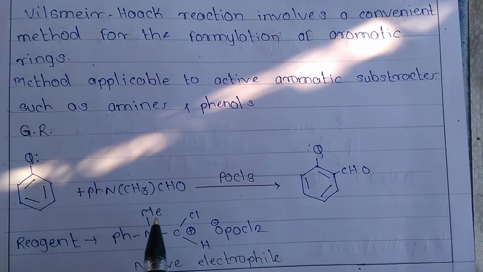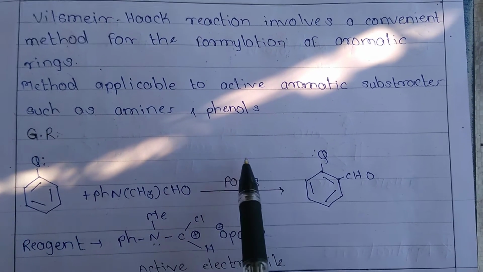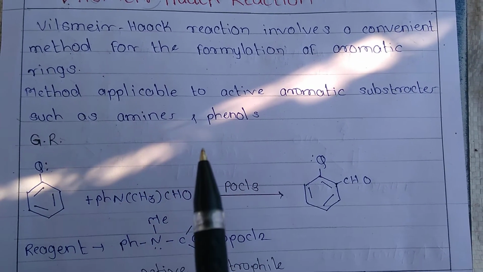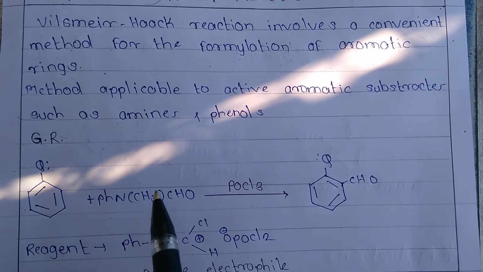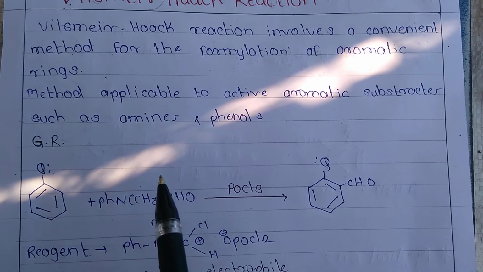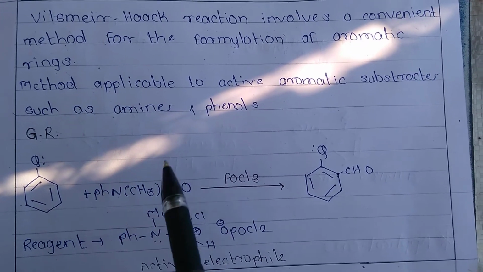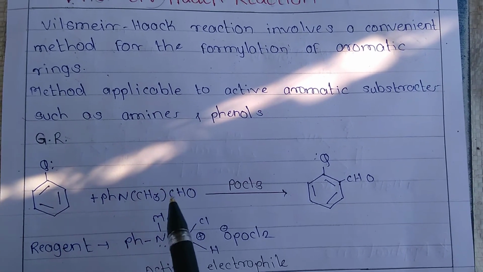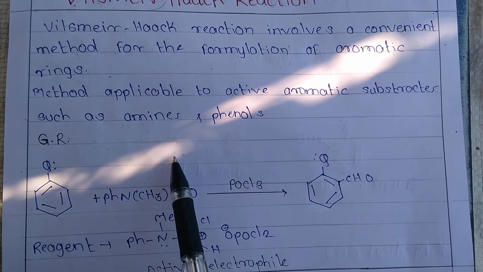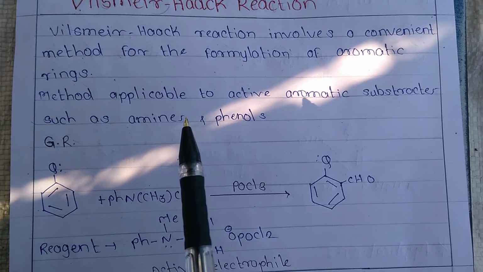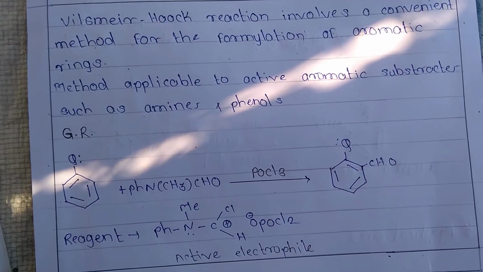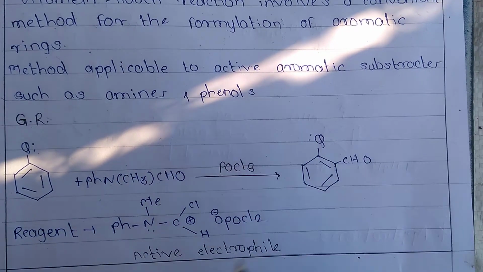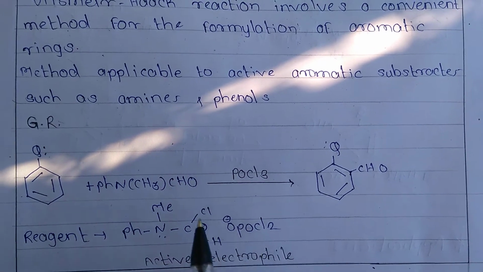This is our active electrophile, this is POCl3. The reagent used for the formylation is prepared from N-methyl aniline. This is N-methyl aniline, formic acid and phosphorus oxychloride. Cobalt chloride may be substituted for phosphorus oxychloride. So this is our active electrophile.